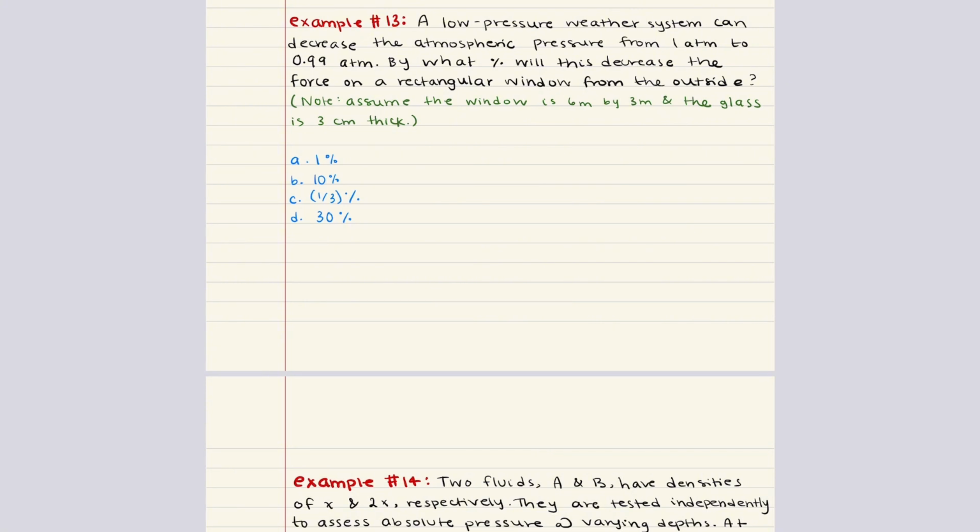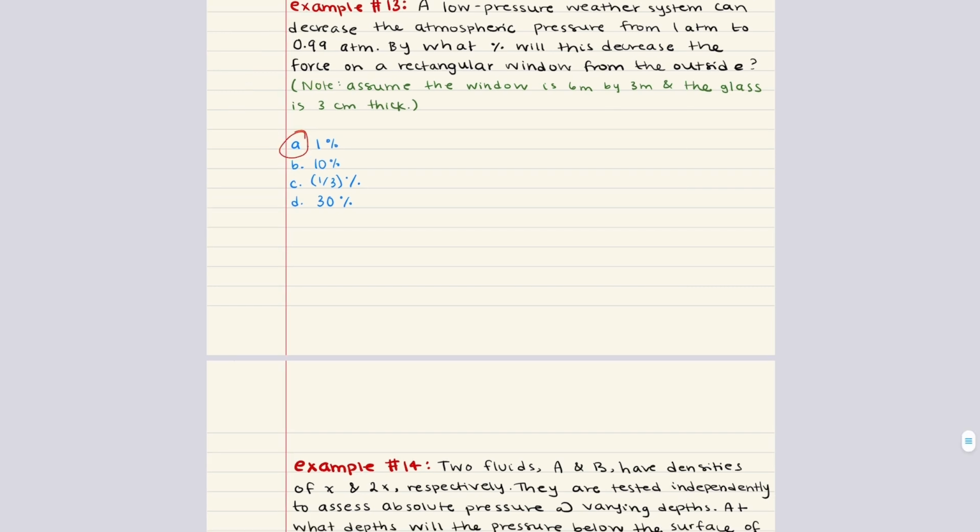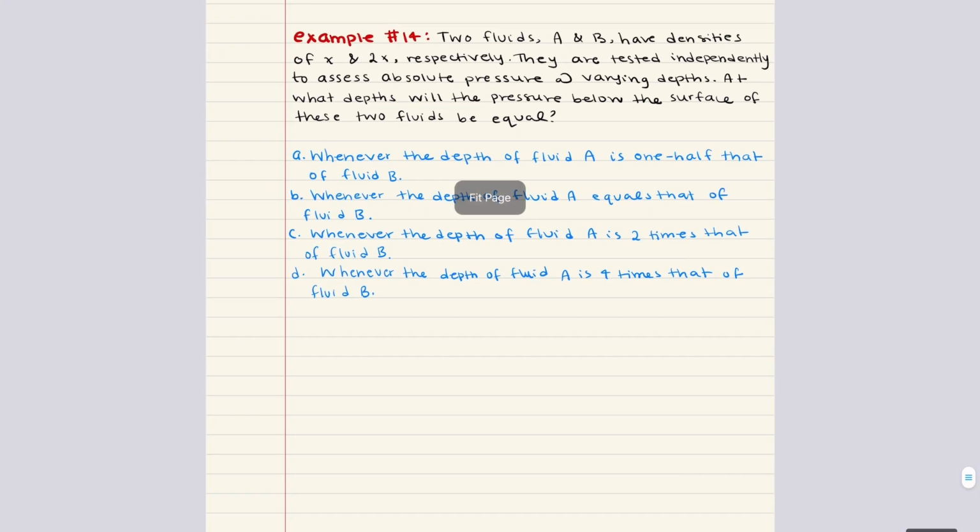All the other information that's given to you in this problem is just extra information that you don't really need. You just need to remember conceptually the definition of pressure and how it's related to force and area. So the correct answer for problem 13 is going to be answer choice A. Beautiful. Let's tackle problem 14 next.